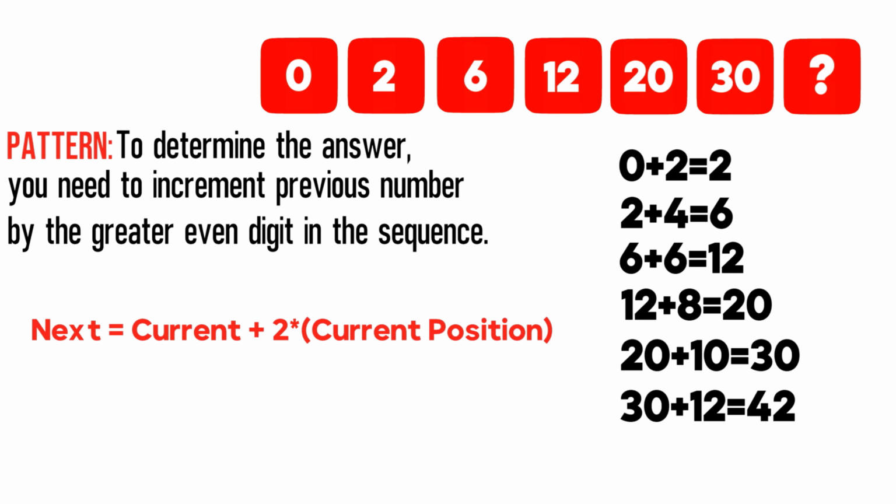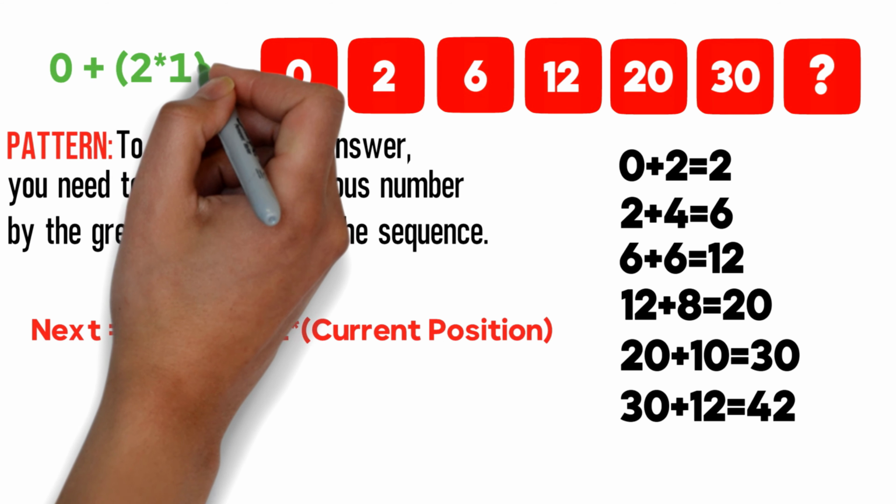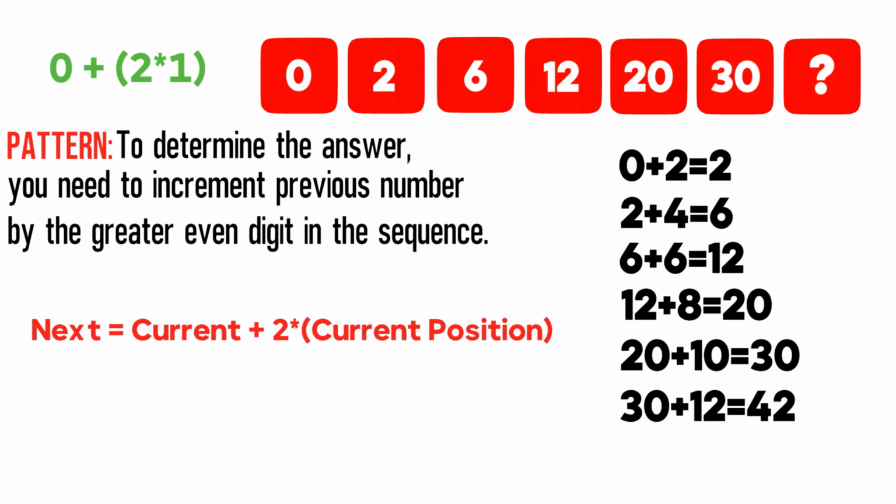For example, let's take the number 0. This is the first number in the sequence. To determine the next number in the sequence, we need to add the previous number, which is 0, and then 2 multiplied by 1, because the number 0 has the first position in the sequence. Instead of using the formula, you can also use the next even number and add it to the previous number.